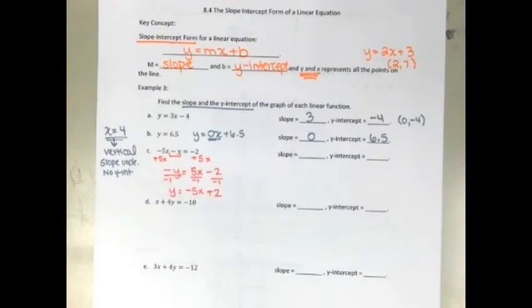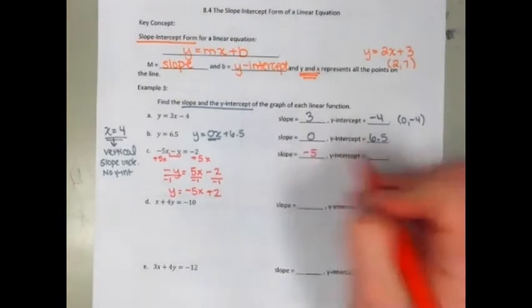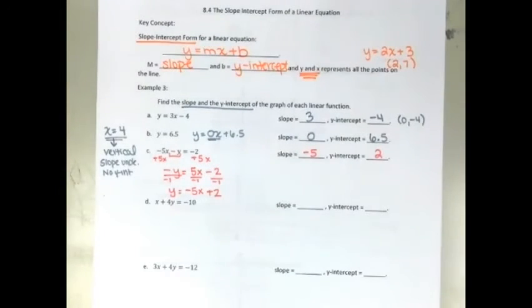Now can we find our slope? And what is my slope here? -5. And what's my y-intercept? 2, or 0, 2.